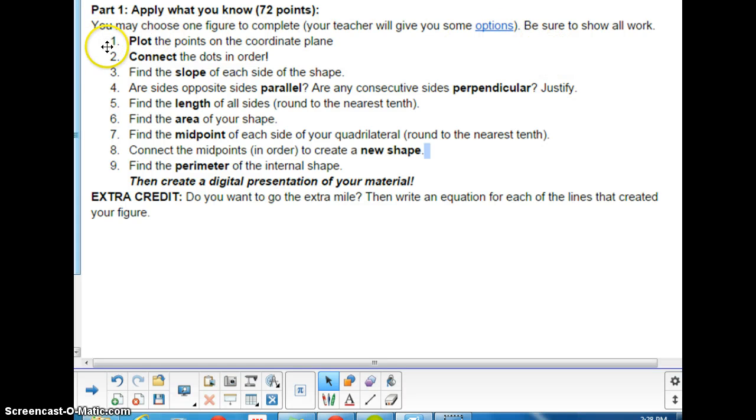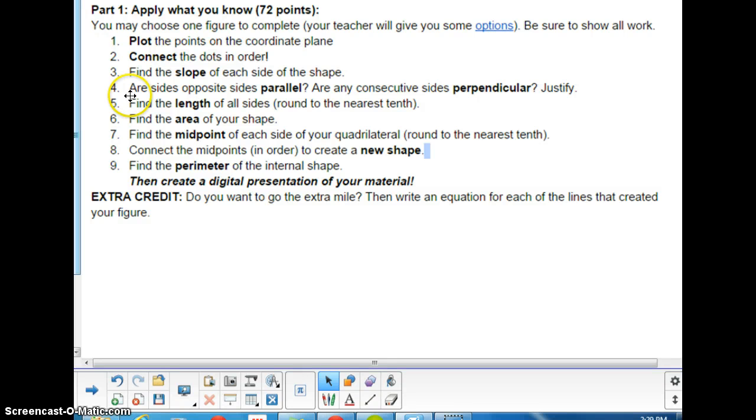So the first thing that you will do is you'll plot the points on the coordinate plane that we're given. You connect the dots in order, and then you'll see some sort of quadrilateral. Once you do that, you'll find the slope of all 4 sides of the shape, and then decide, are the sides parallel or perpendicular or neither? Be sure to justify your answer using the slope criteria we have learned.